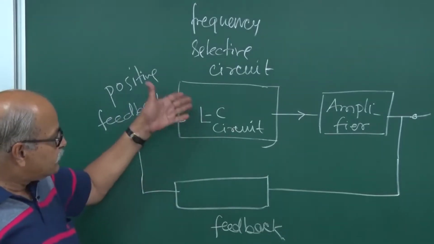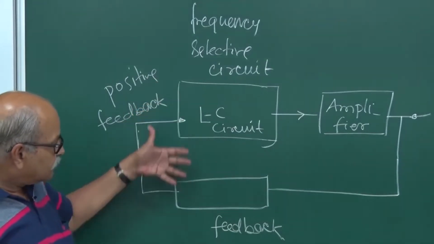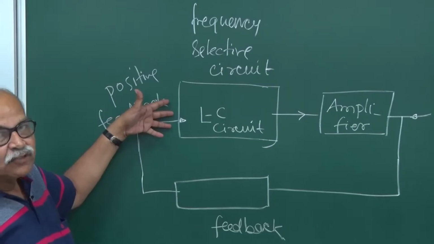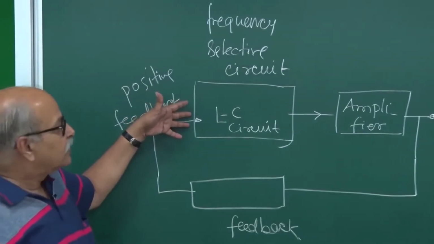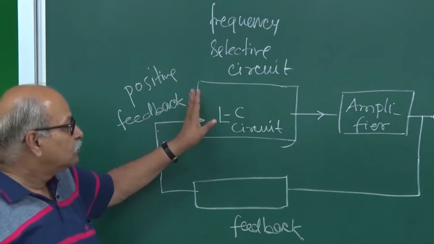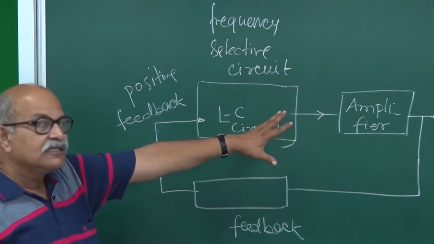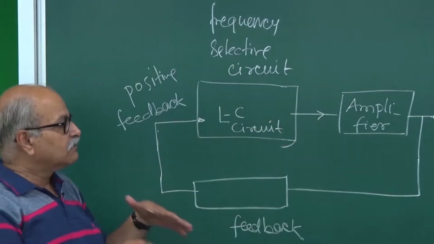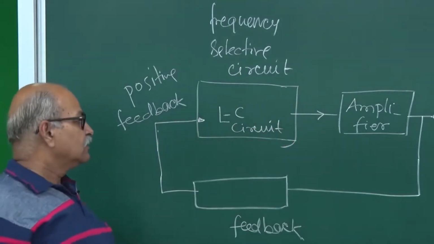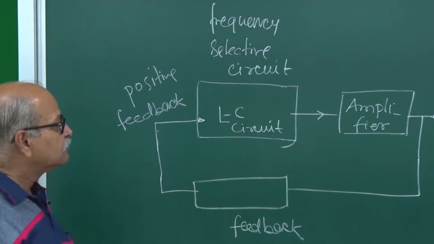That means the phase of this voltage which is there and the phase of this voltage which is coming should match with each other so that the losses are compensated, the amplitudes are added, and you get a supply of constant AC voltage. So, there are various ways, lots of circuits are there. We will be describing one or two.